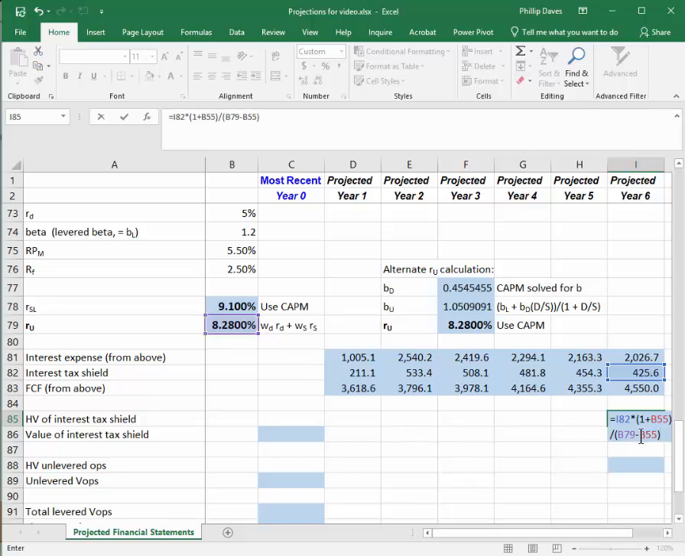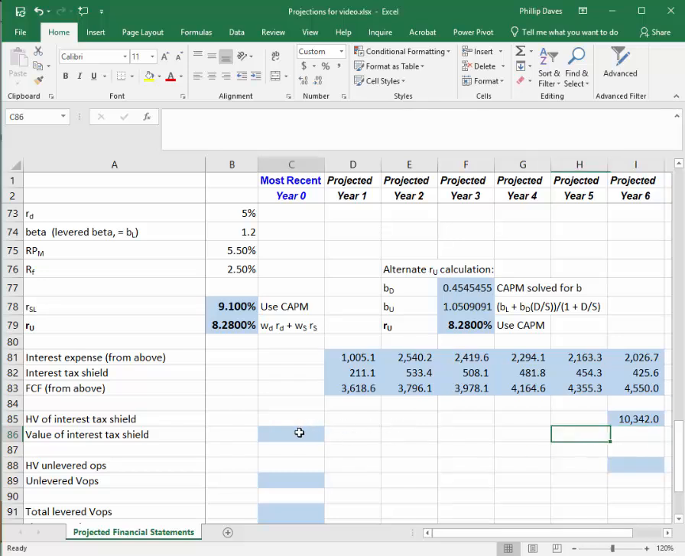In this case, R is the unlevered cost of equity, and that means that the present value of all of those interest tax shields are pretty doggone significant, $10 billion. So as of year 6, all of those interest tax shields are worth $10 billion in value for the company.